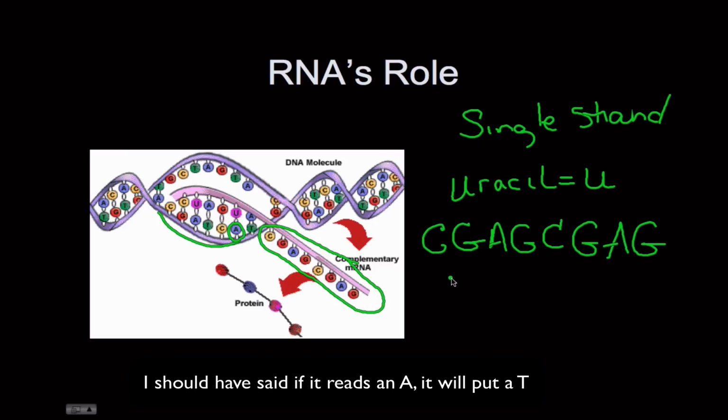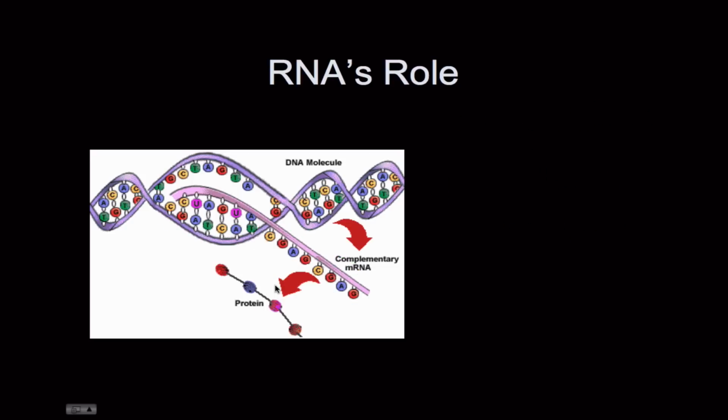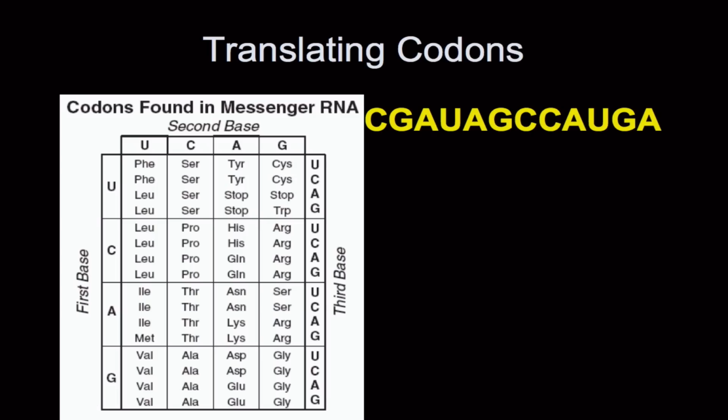And so that's a really good indication of whether you have RNA or DNA when you're looking at the code. If the code has a U in it, then it's RNA. And the RNA's job is basically to create a protein. So after that strand of RNA is generated from the DNA, it's going to create a protein, and it does that by translating that strand. We call it translating codons. A codon is a section of 3.